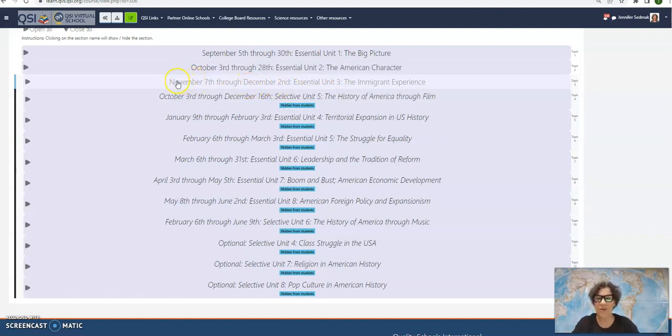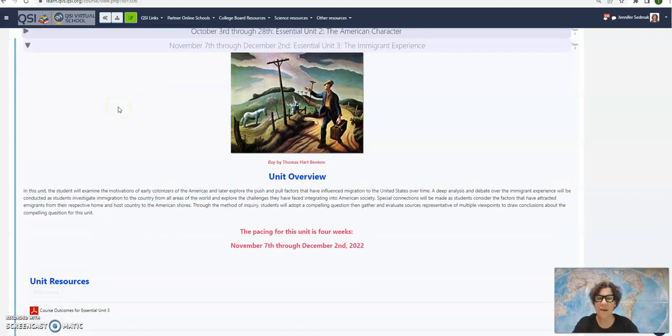You can see the dates for the unit. This changes from year to year. Just make sure that we note that. And if we take a look at the unit overview, I picked another piece of Thomas Hart Benton's artwork. I love him as an American artist. You can see that it's a boy leaving his family.